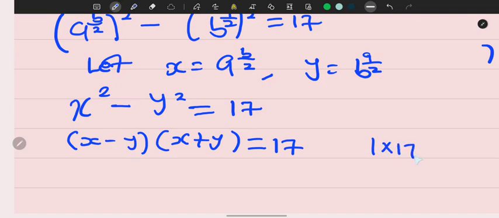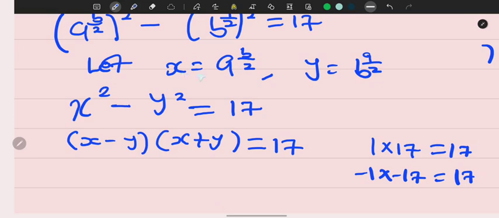So we have 1 times 17. This will give us 17. We can have minus 1 times minus 17 as well. This will give us 17. All right, so these are the possible numbers we can multiply together to obtain 17. And now, which of these are we going to use? Now let's start from here.